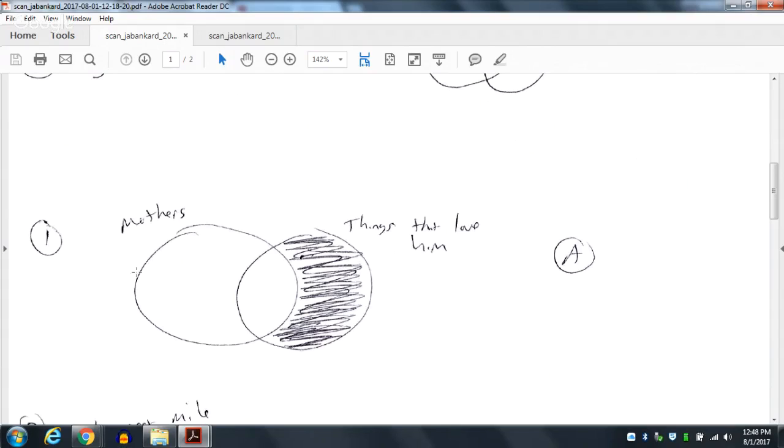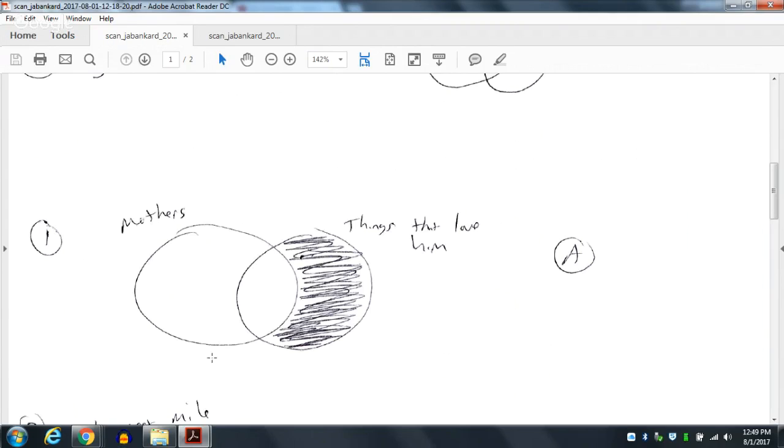What we mean are 2 categories. Mothers, subject, predicate, things that love him. If only mothers love him, it means that all things that love him are mothers, right? Only a mother could love him means that anything that loves him must be a mother. All things that love him are mothers. That's an A statement. You block this out. Nothing can love him that is not also a mother, right? So you push the category of things that love him into the overlap with mothers, because only a mother could love him. The sentence does not say all mothers love him, okay?